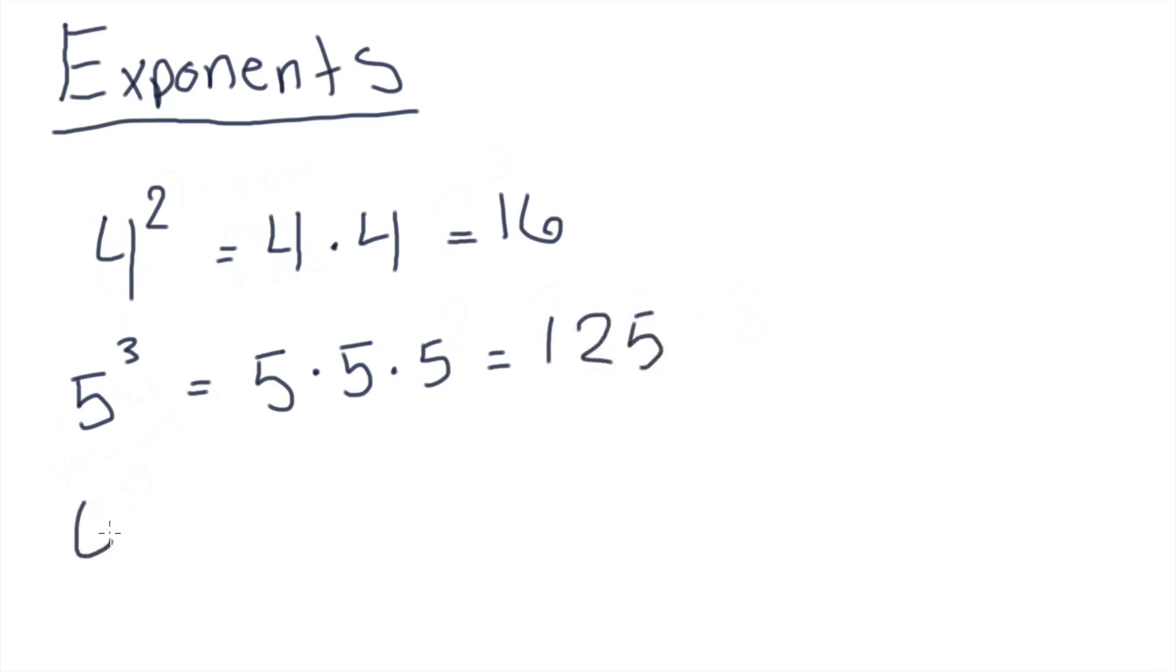What if I had 6 to the power of 1? So this one would just be 6, because what this tells us is we have our base, which is 6, and we're multiplying it 1 time. So here we have 6 being multiplied 1 time, which gives us an answer of 6.